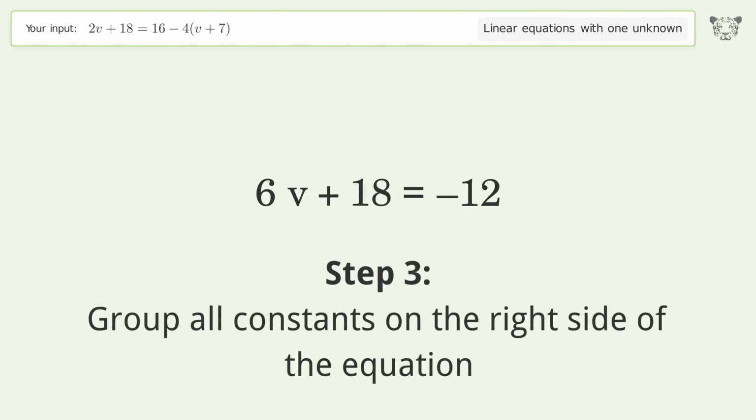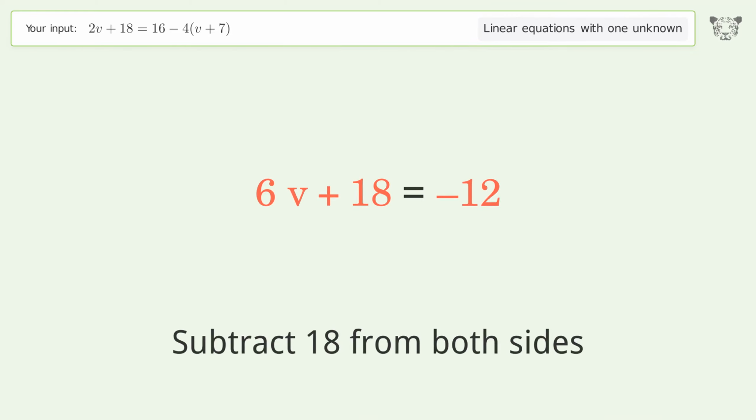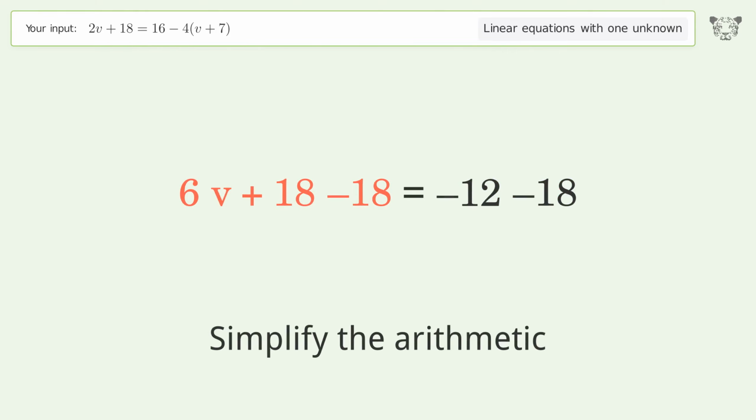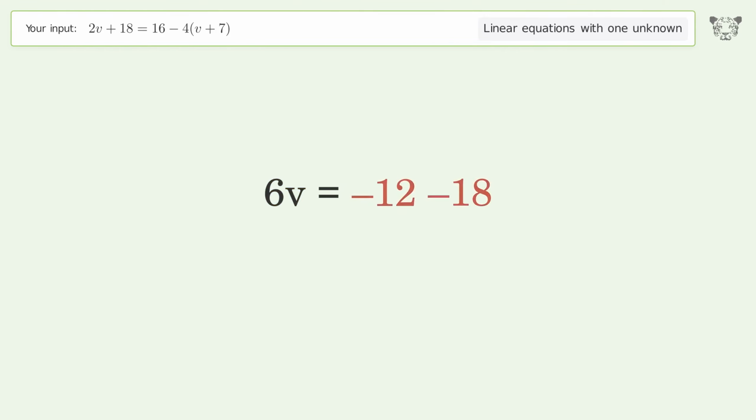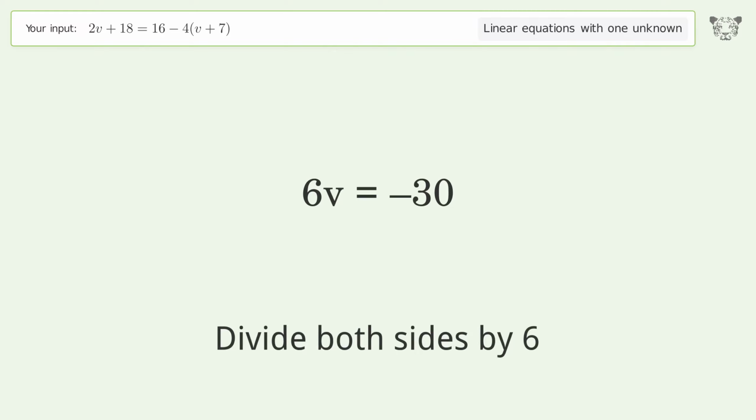Group all constants on the right side of the equation. Subtract 18 from both sides. Simplify the arithmetic. Isolate the v. Divide both sides by 6.